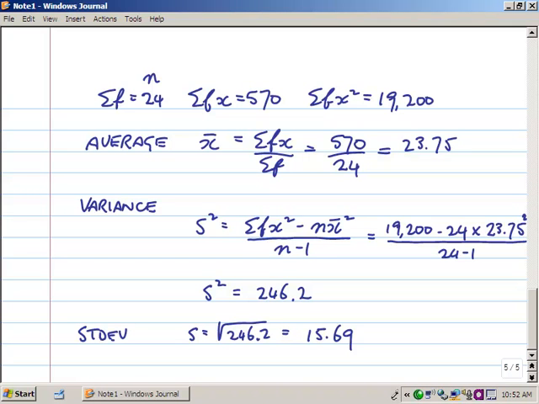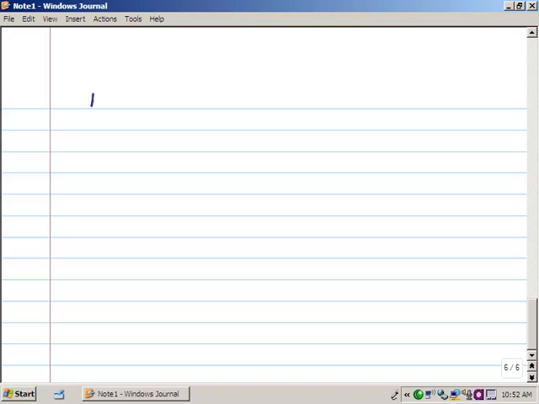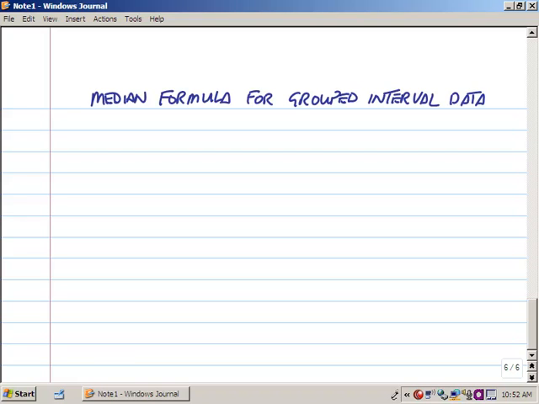What we're now going to do is to calculate the median. We're going to use a formula. Alright, so we're going to use the median formula for grouped interval data. Alright, and first of all, this will look very new.